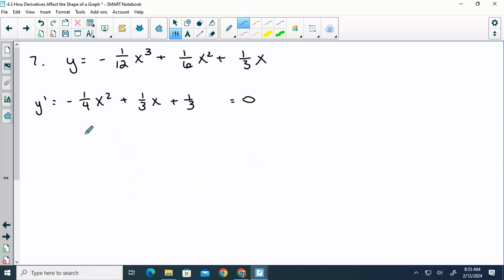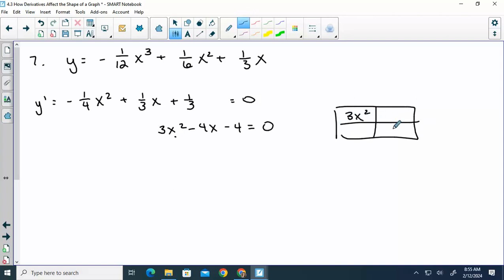To find that, if you wanted to get rid of all your fractions, what could you multiply everything by? 12. When you cancel the 4 and 3, let's do a negative 12. So then we would have a positive x squared minus 4x minus 4 equals 0. Hold on, it'll be a 3x squared. So then we can factor. Multiply to a negative 12, add to a negative 4. What would that be?